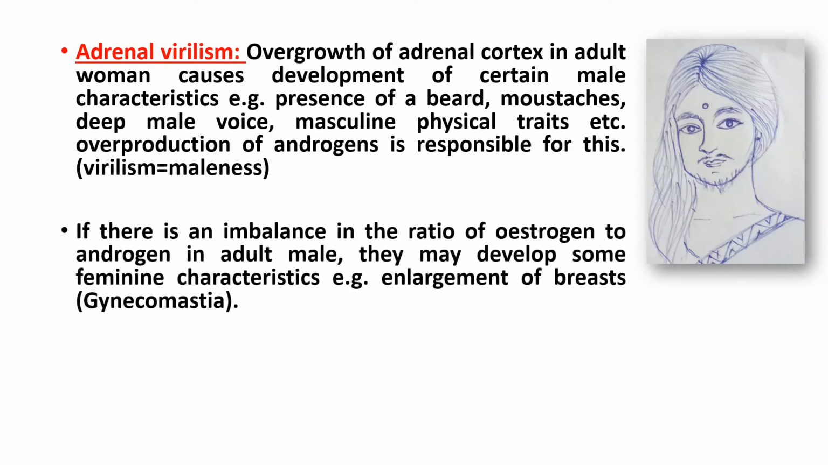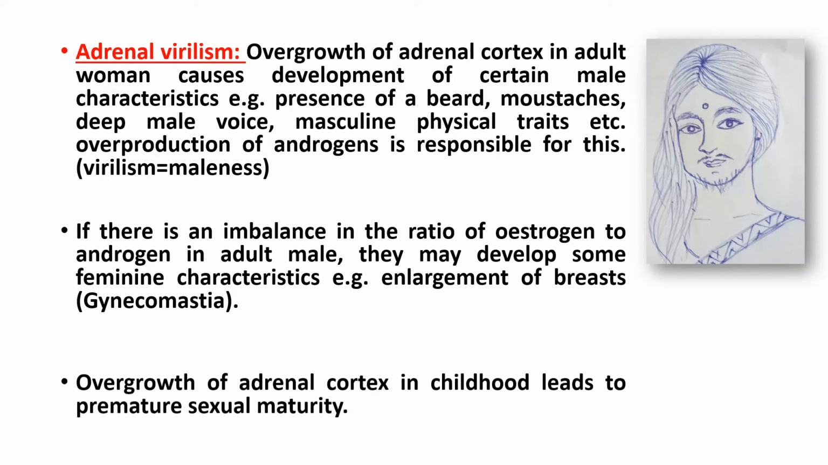And on the other hand, if an adult male suffers from the overproduction of estrogen in his body, what will happen? There is also some overgrowth of adrenal cortex, that is why estrogen is produced in larger amount. So that male will develop some female characteristics like enlargement of breasts, and that condition is known as gynecomastia. Now coming to the children.